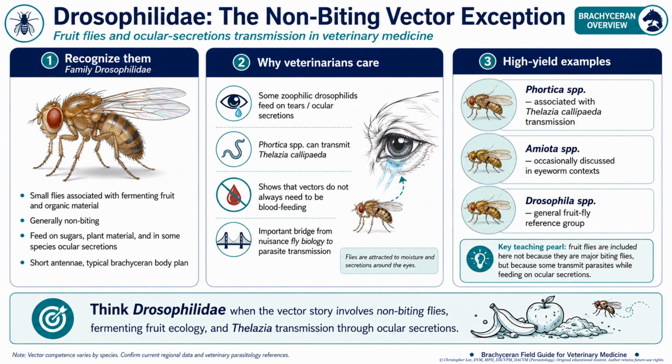Drosophilidae gives us the fruit fly exception. The name Drosophila means dew-loving, which is a strangely elegant name for flies we often associate with fermenting fruit and organic material. Most Drosophilids are not important biting flies. That is why this image matters. Most zoophilic Drosophilids feed on tears or ocular secretions, and that behavior can support transmission of eyeworms. Fannia species are an example because they can transmit Thelazia callipaeda. Vector biology is not always blood biology. Sometimes the key ecological question is whether the fly seeks moisture and secretions around the eye.